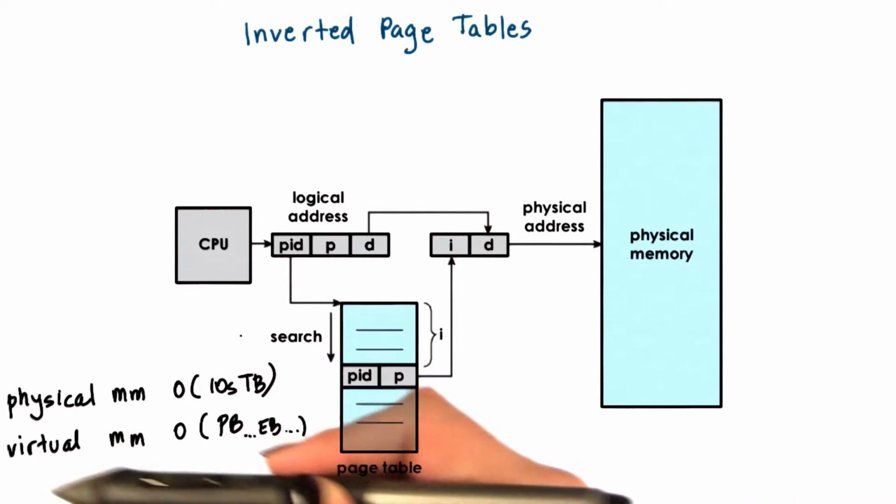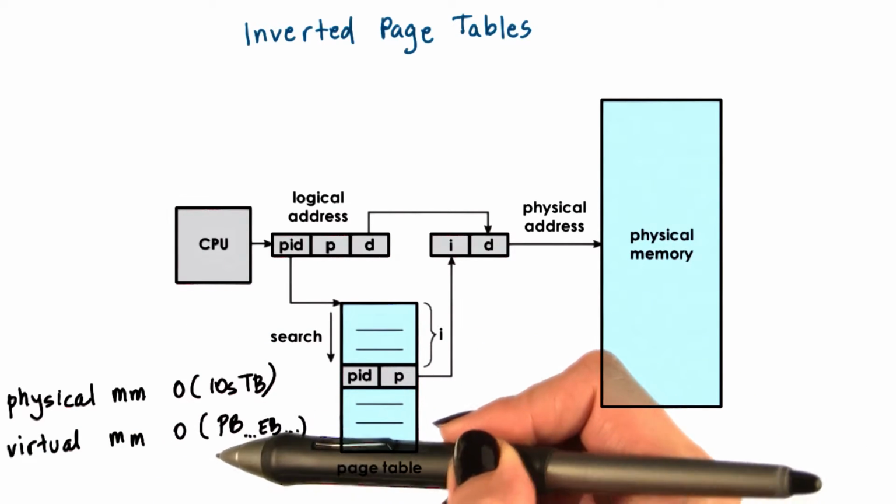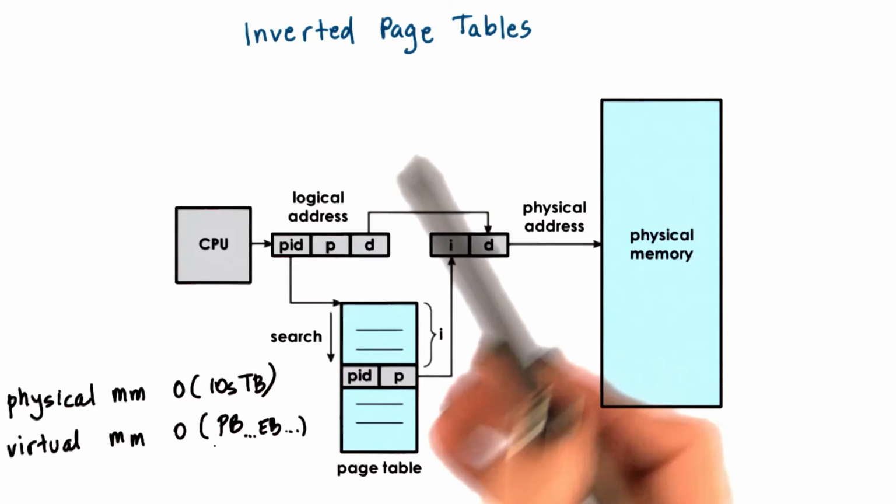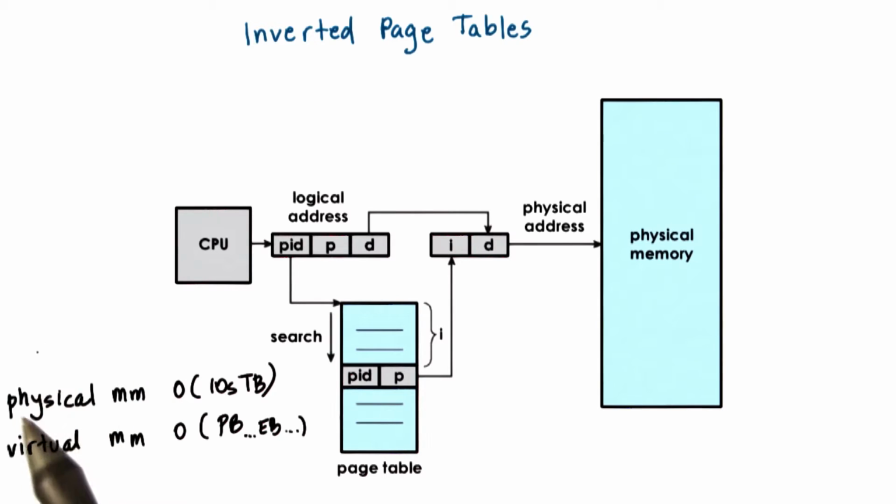Today, on the most high-end platforms, we have physical memory that's on the order of tens of terabytes, whereas the virtual memory of an address space can reach petabytes and beyond. Clearly, it will be much more efficient to have a page table structure that's on the order of the available physical memory versus something that's on the order of the virtual memory that a process can have.